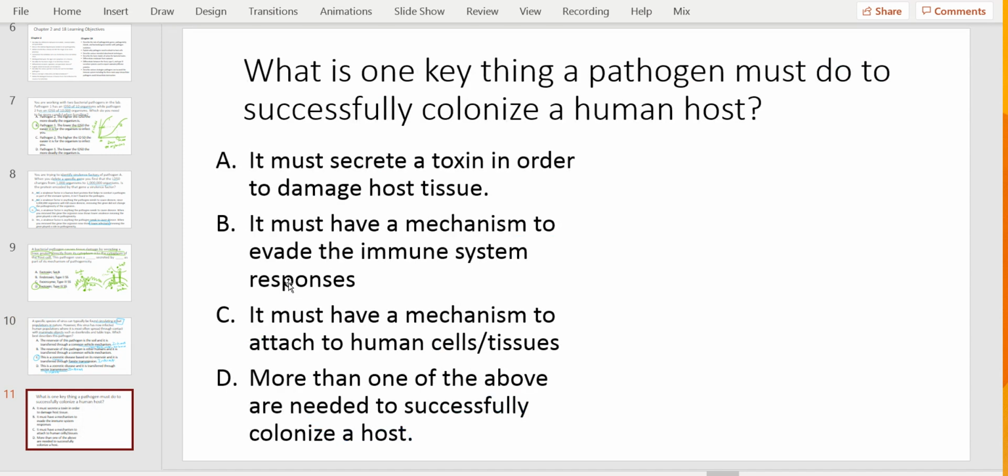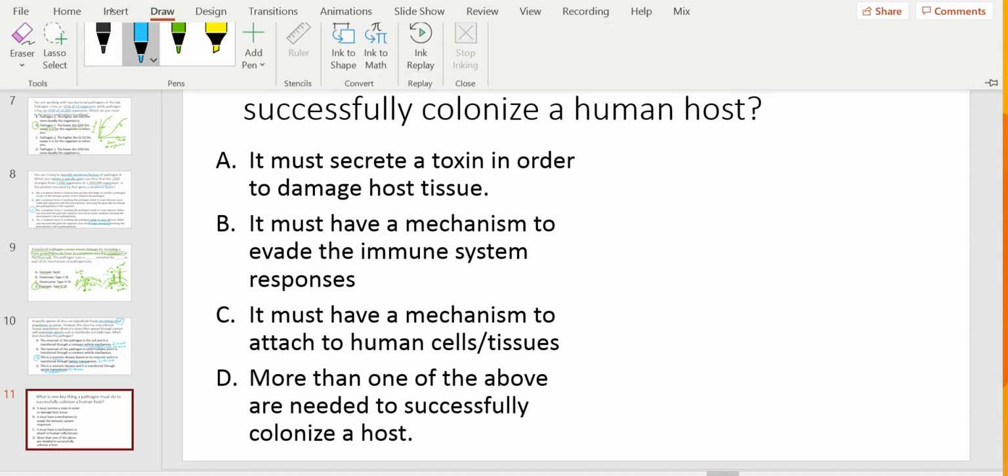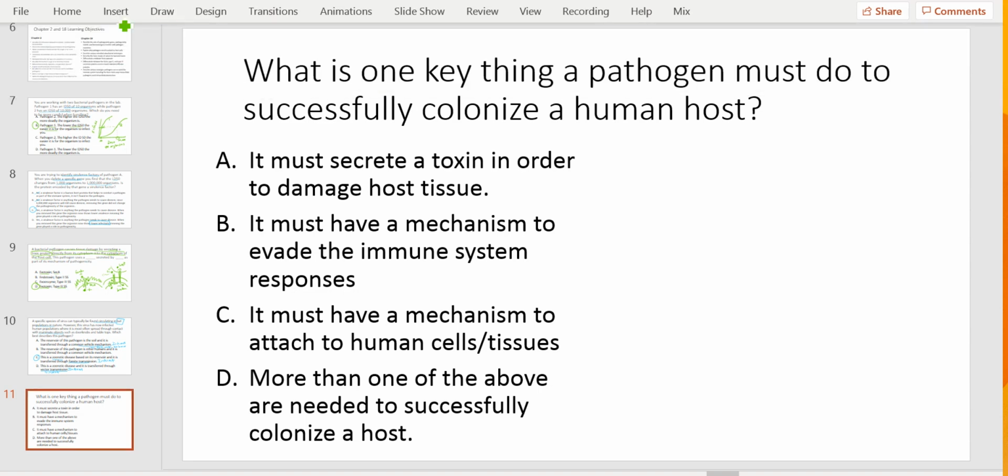All right, and then the last question is asking, what is one key thing that a pathogen has to do to successfully colonize a host? Okay, so we read: A, it must secrete a toxin in order to damage the host tissue. B, it must have a mechanism to evade the immune system responses. C, it must have a mechanism to attach to human cells or tissues. Or D, more than one of the above are needed.